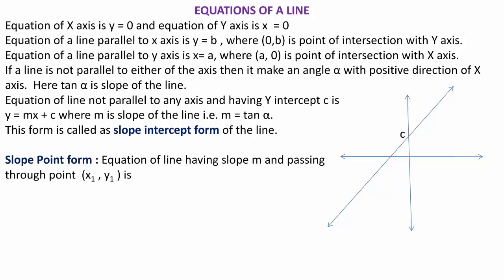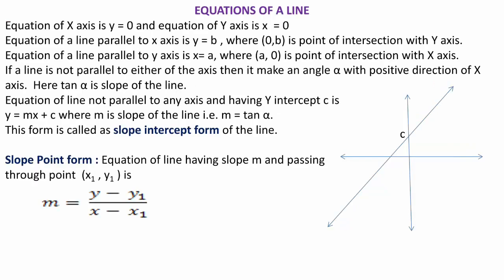Now the second form, slope point form. The equation of a line having slope m and passing through the point (x1, y1) is m equal to (y minus y1) divided by (x minus x1).